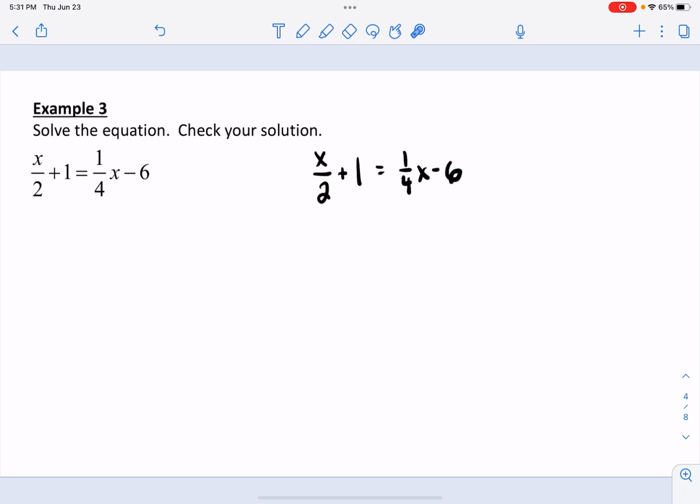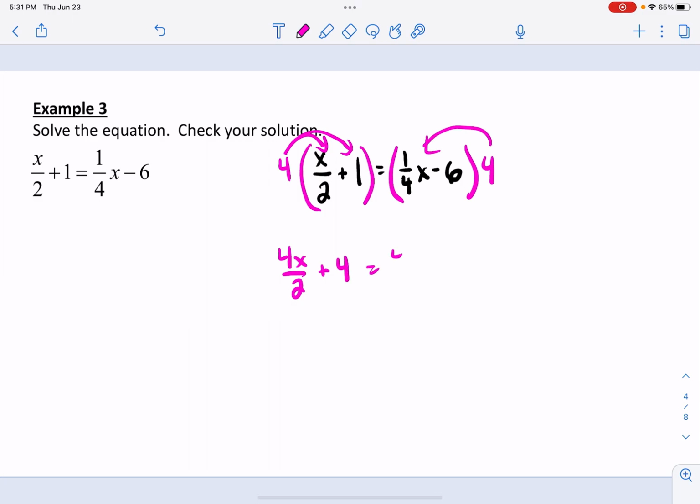So 2 and 4. Okay, so let's think about this. 2 and 4. What is the smallest number that goes into both 2 and 4? The least common multiple, well, that's going to be 4. So if I multiply this side by 4 and this side by 4, that's going to be really nice. So now I'm going to distribute that through. So I have 4x over 2 plus a 4. Here I have 4 times 1/4 x minus a 6 times a 4. Well, that's 24.